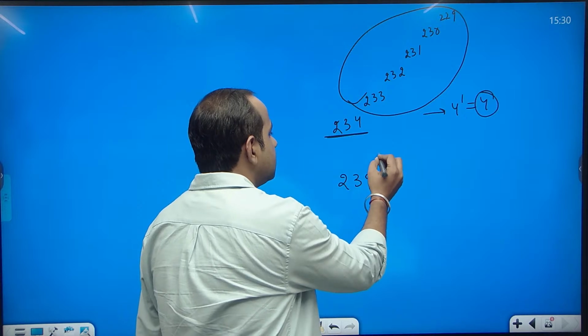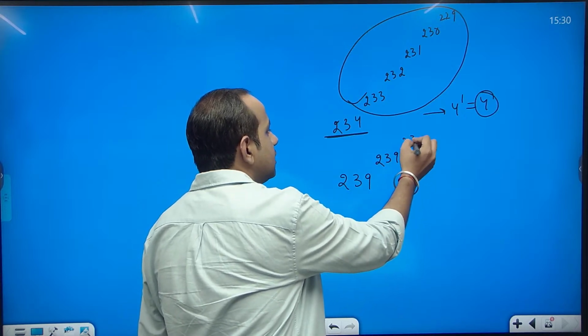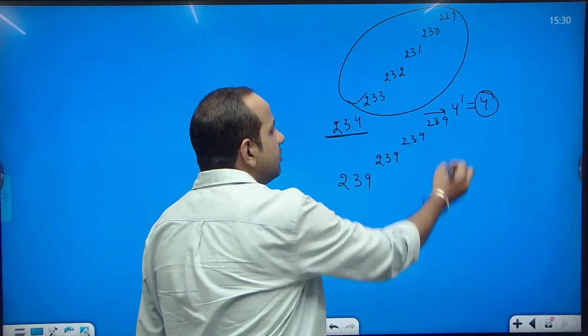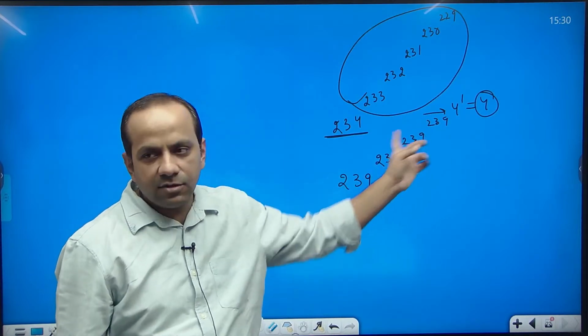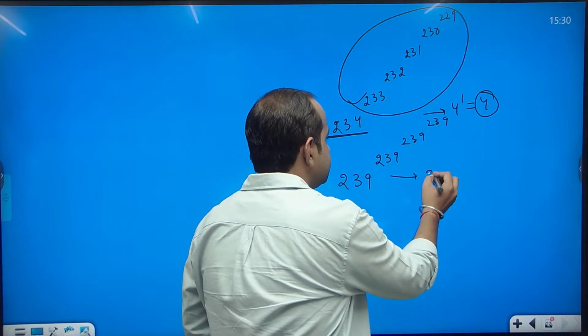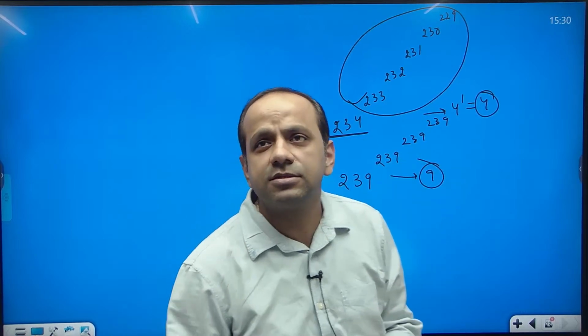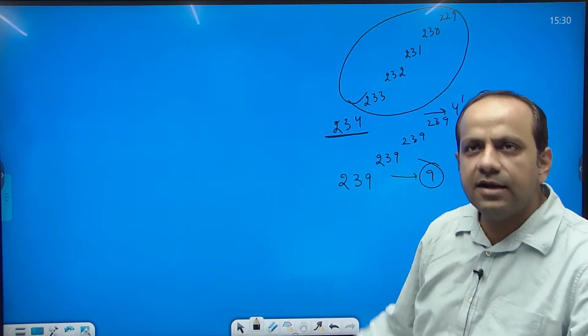Same way, if I say 239 raised to the power 239 raised to the power 239, what will be your answer? This belongs to second category and power is odd. So 9 will be your answer. Any doubt in this? Online students? Any doubt in this?